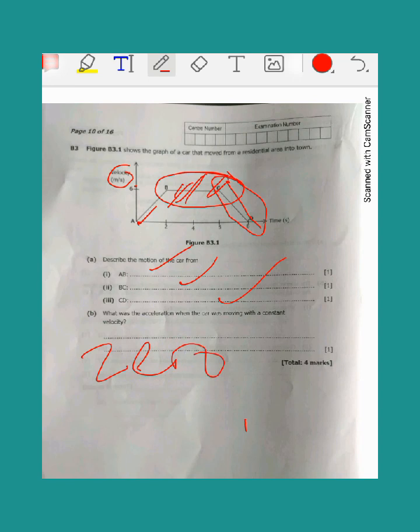So the first one, we have said AB, there's constant acceleration or a uniformly increasing velocity. BC, we have said there is constant velocity or there is 0 acceleration. CD, we have said constant deceleration or negative acceleration. Then B, the last one, we have said the acceleration during this region was 0. All right, so this was just a simple revision that we are trying to take.